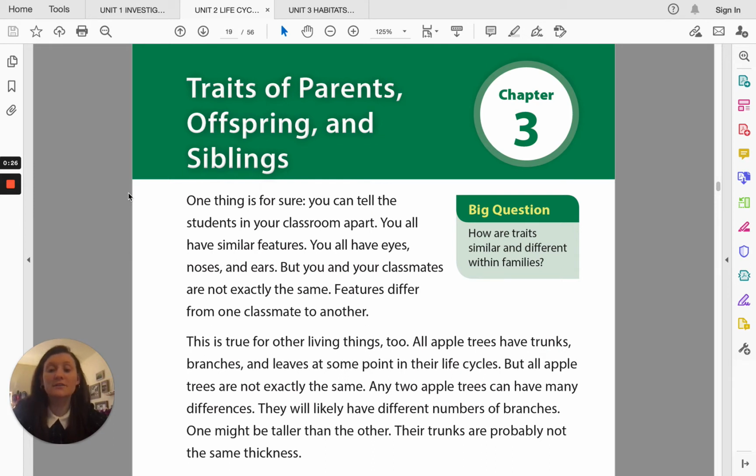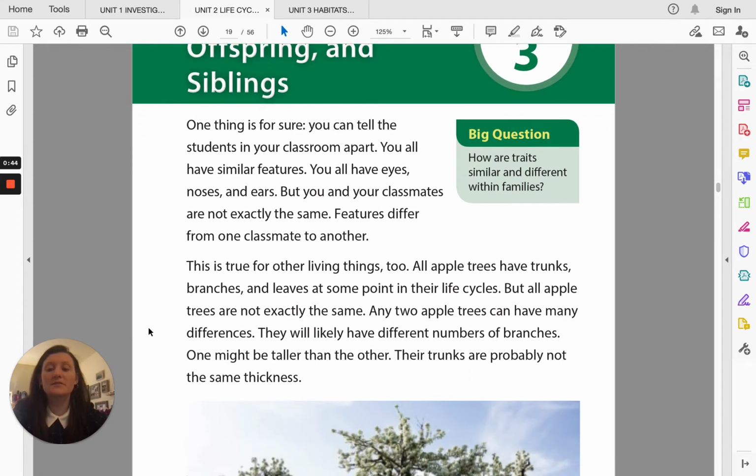One thing is for sure. You can tell the students in your classroom apart. You all have similar features. You all have eyes, noses, and ears. But you and your classmates are not exactly the same. Features differ from one classmate to another. This is true for other living things too.